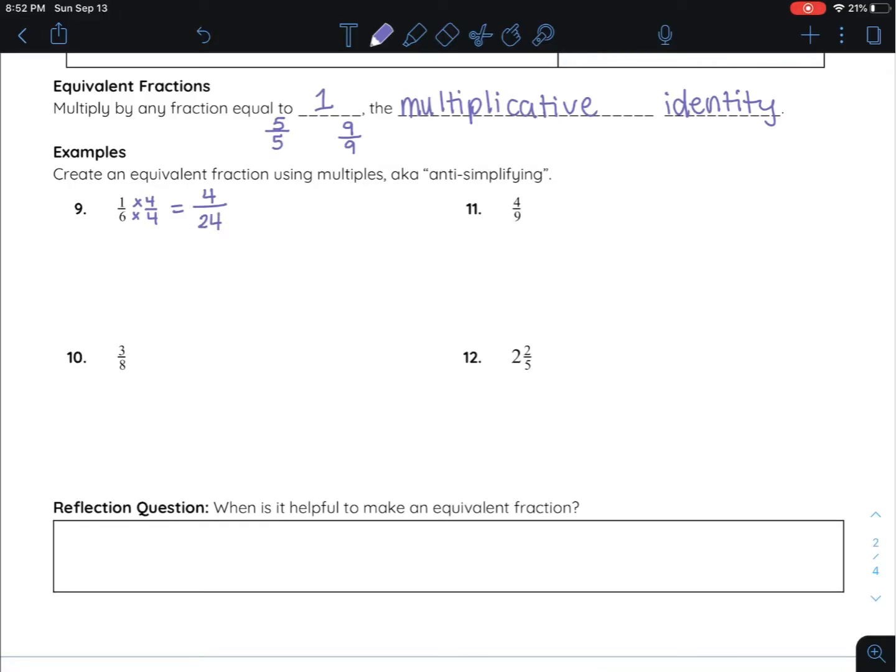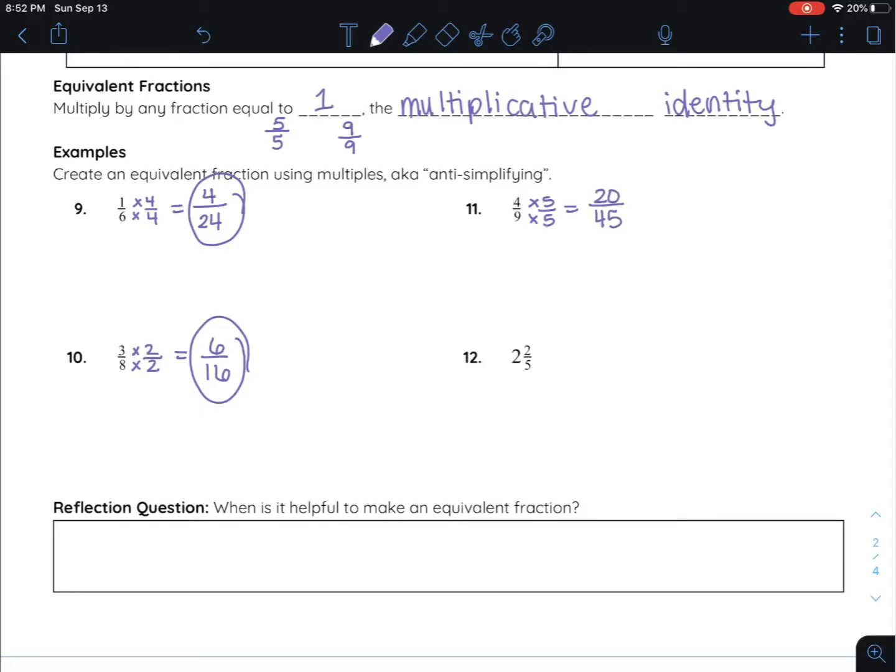Okay? All right, how about we use 2 over 2? 3 times 2 is 6. 8 times 2 is 16. So we've anti-simplified, or done the opposite of simplifying. We're making bigger fractions. When I say that, I mean the numerator and denominator are not simplified anymore. Okay, how about 5 over 5? As long as you use the same number, it's okay.